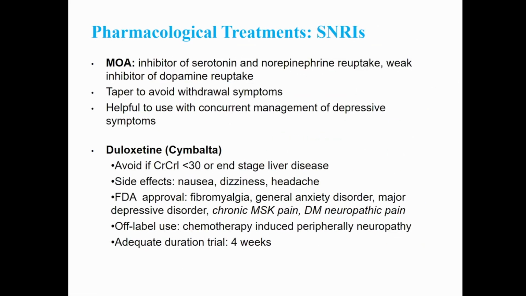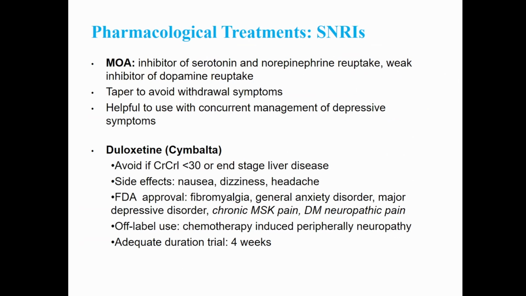The next category of medications we'll talk about is SNRIs. They inhibit serotonin and norepinephrine reuptake and are weak inhibitors of dopamine reuptake. The main thing to remember with SNRIs is that if you're starting them and they're on for at least a few weeks or a few months, you need to taper these medications to avoid withdrawal symptoms. And it's helpful to use them in concurrent management of depressive symptoms.